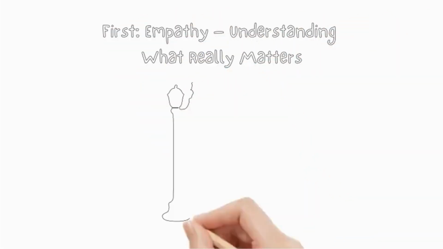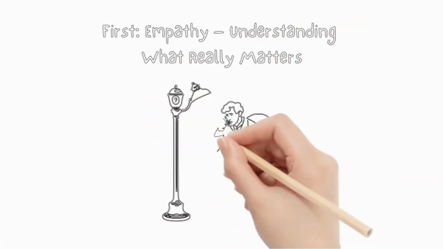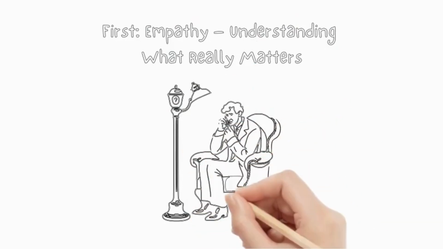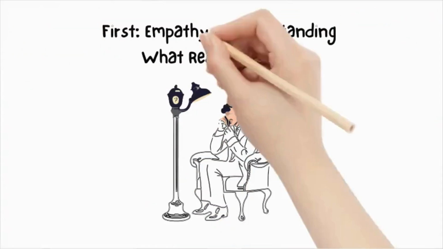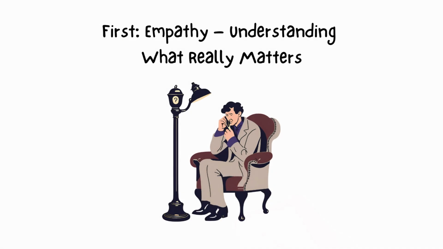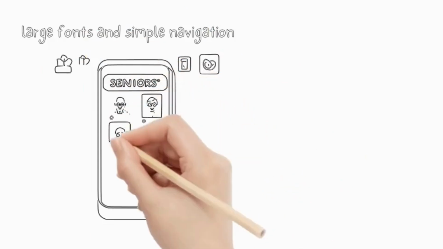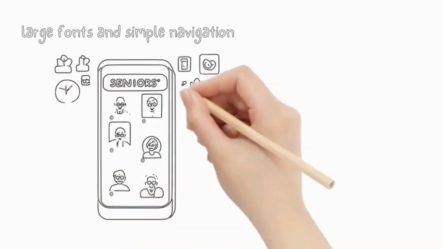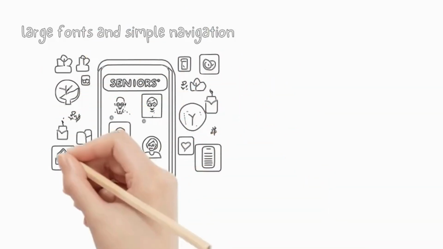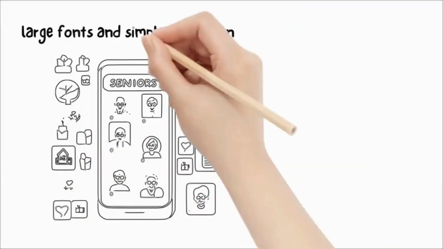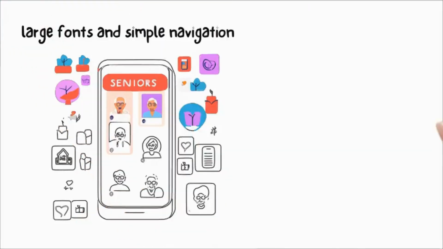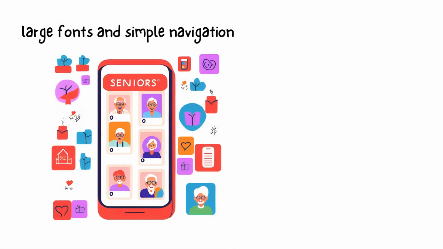First, empathy, understanding what really matters. Analogy: imagine you're a detective trying to uncover people's thoughts and feelings, like Sherlock Holmes, who doesn't just observe, but also adopts others' perspectives. Example: a team is developing an app for seniors. Instead of just studying statistics about older adults, they talk directly to them, observe their daily lives, and discover that large fonts and simple navigation are essential.